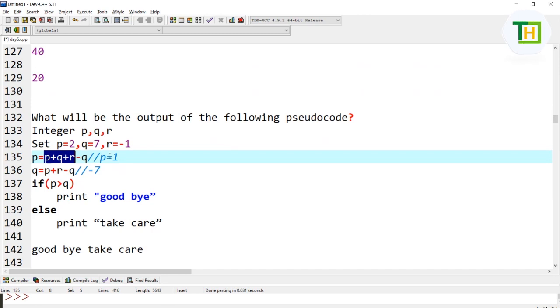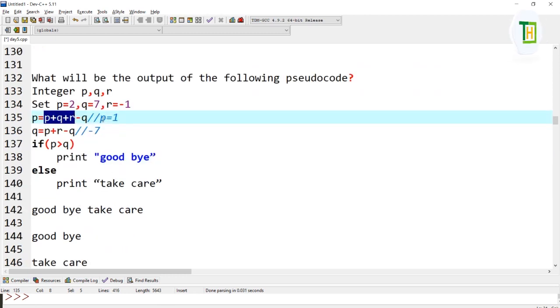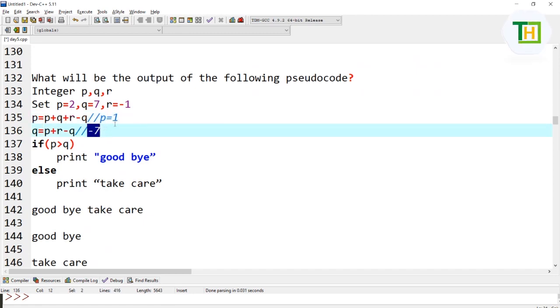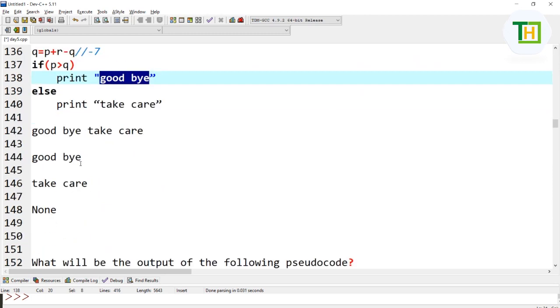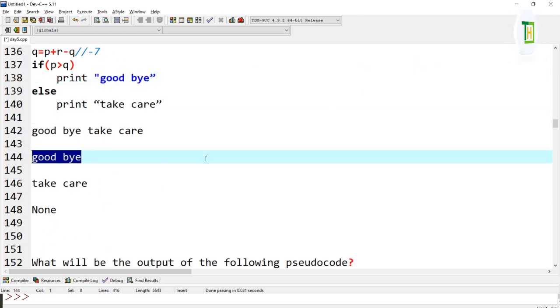P plus R, P value is 1. 1 plus 1, that is going to be 0. 0 minus 7, that is going to be 7. Okay. Now what is P value? P value is 1. Is 1 greater than minus 7? Yes, true. Then it is going to print goodbye. Clear?